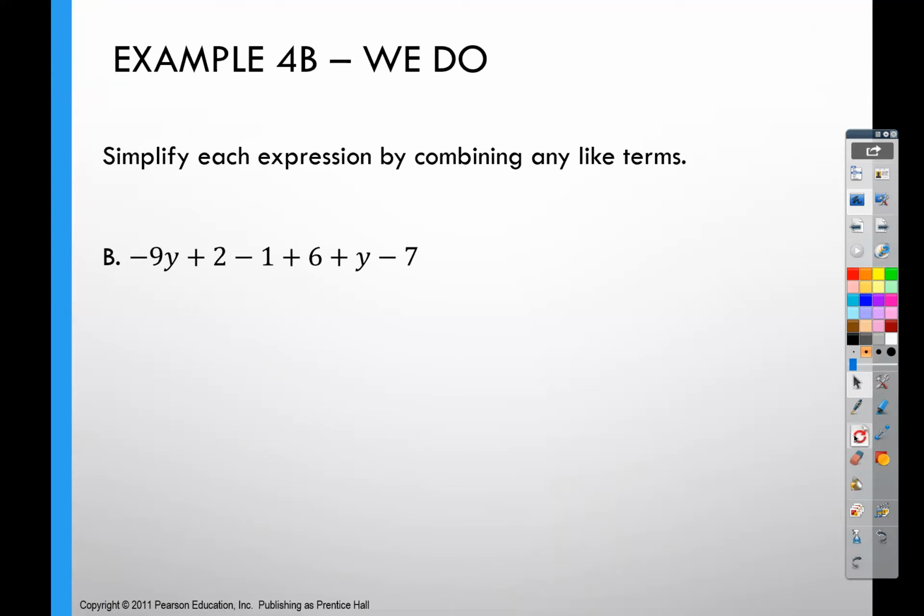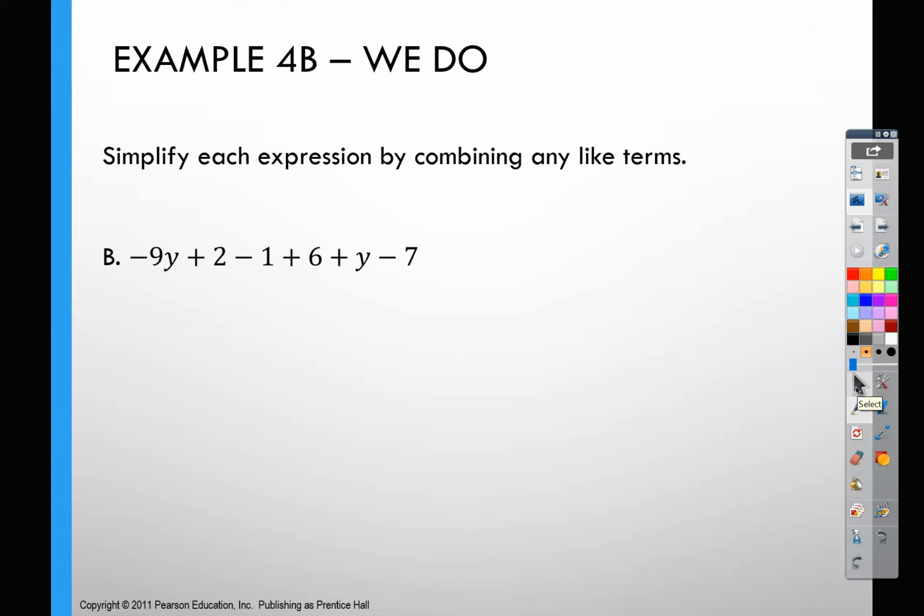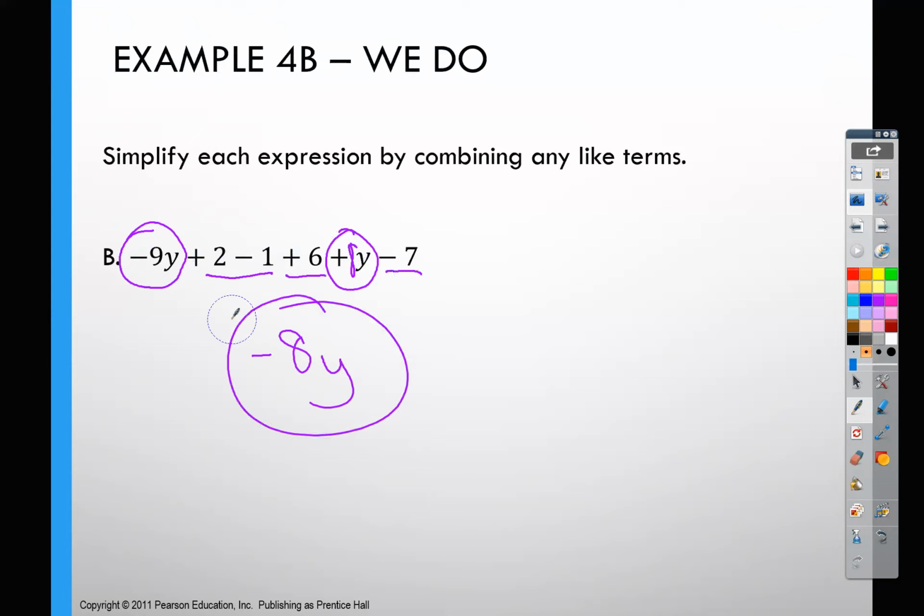All right, simplify each expression by combining like terms. So let's look for the like terms, okay? So I'm going to circle everything that has a y. So I've got negative 9y plus, remember that's a 1y. So negative 9 plus 1 is negative 8y. And then you have all the other stuff that's left that's just constant. So 2 minus 1 is 1, plus 6 is 7, minus 7 goes away. So negative 8y would be your only answer.